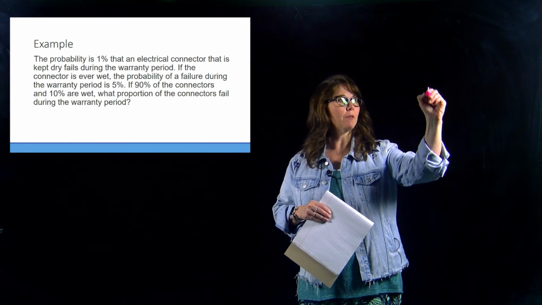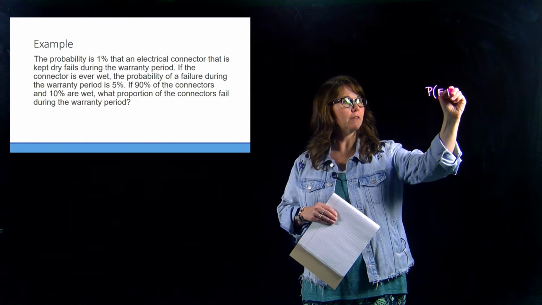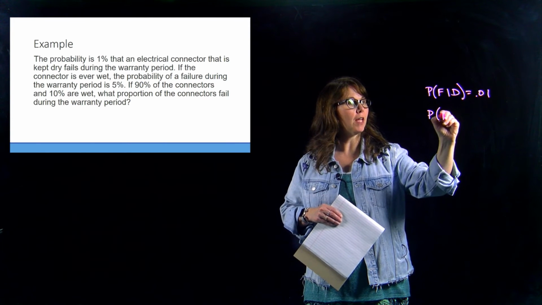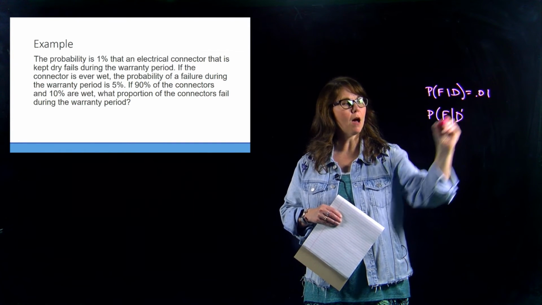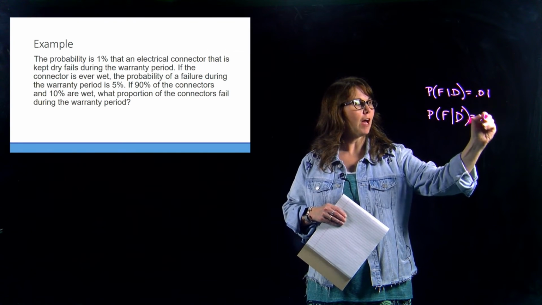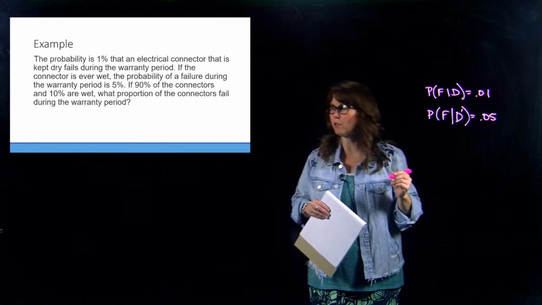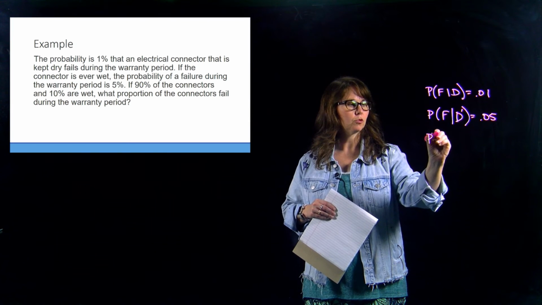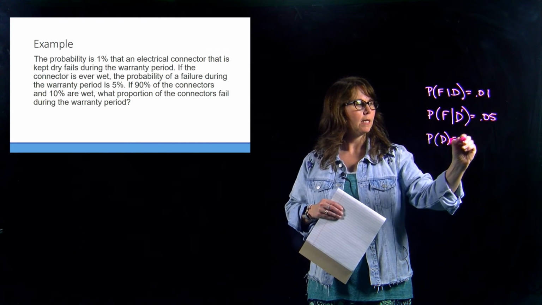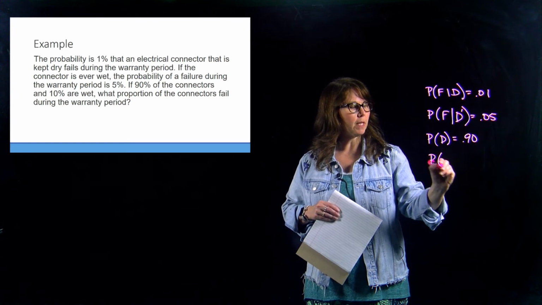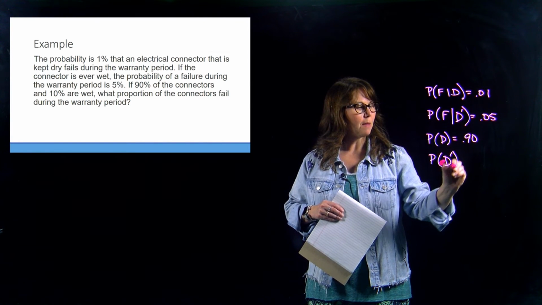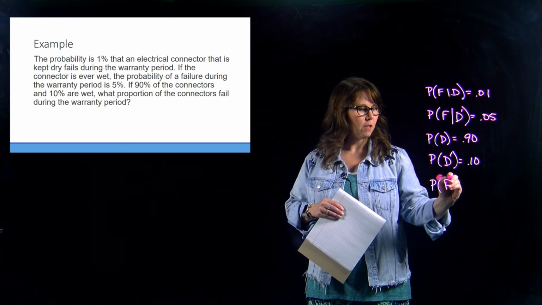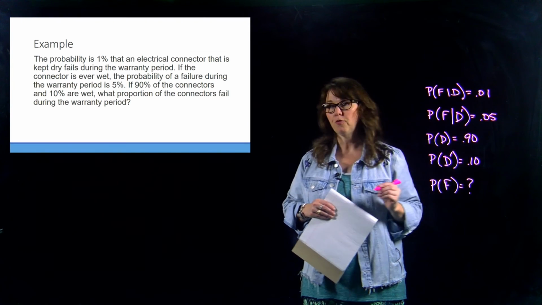So first of all, we have the probability of failure given dry is that 1%. We also have the probability of failure given wet. I'm going to call that dry complement, is equal to 5%. The other piece of information is 90% are dry, so the probability of dry is 0.9, and the probability of wet or dry complement is 0.1. And what we're trying to find is the total probability of failure.